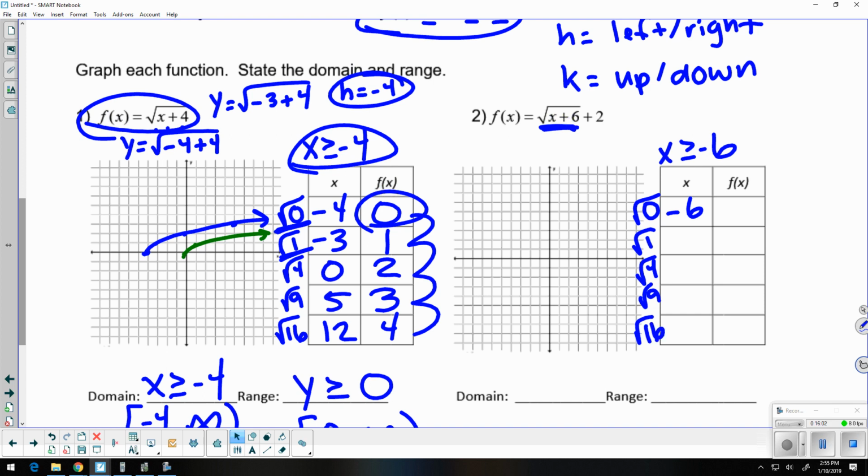Those are the numbers you'd have to plug in for x though. If I wanted to have the square root of 1, how would I get a square root of 1 underneath here? What would x have to be? It has to be -5. How do I get the square root of 4?